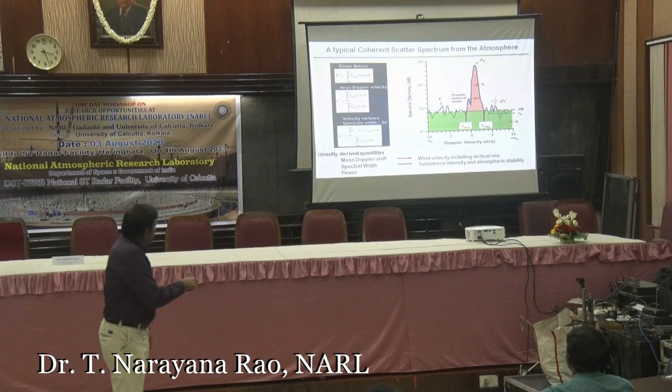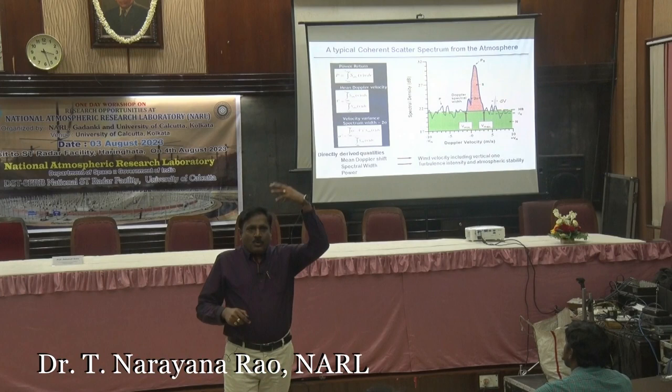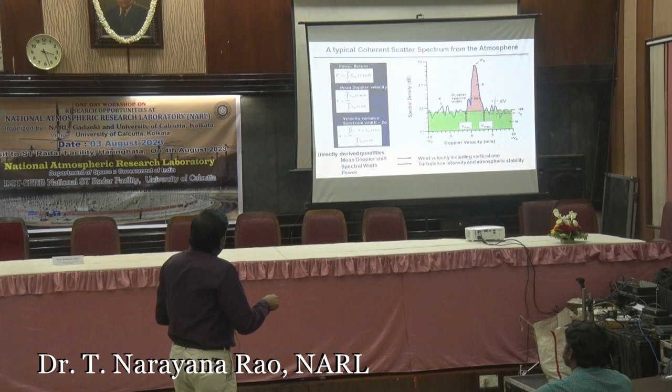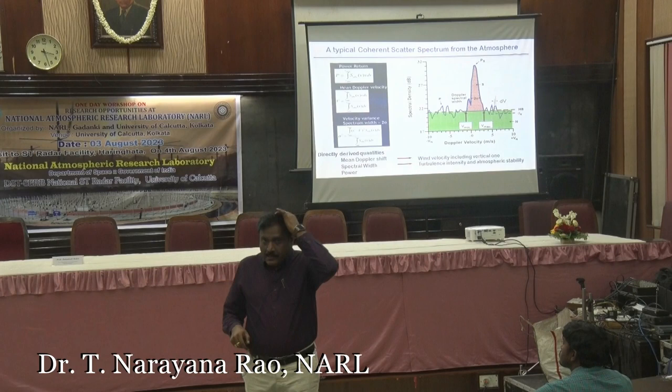One is the Doppler shift, the spectral width, and backscattered power. So the backscattered power tells you about the target properties, whether the target is strong or weak. And then the Doppler shift gives you wind velocity, and the spectral width gives you the intensity of the turbulence, and also some other things. Sometimes we can also say whether the atmosphere is stable or unstable.